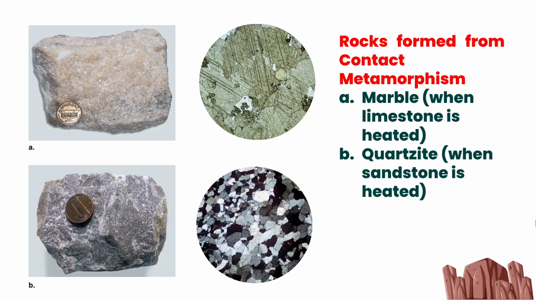In the picture above, this is a rock called marble. This is when limestone is heated. Below is quartzite. Quartzite is a metamorphic rock formed when sandstone is heated. So when sedimentary rocks are heated, they can become metamorphic rocks.